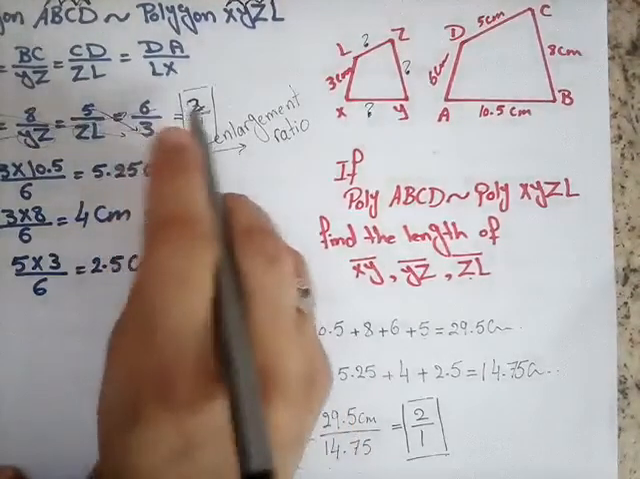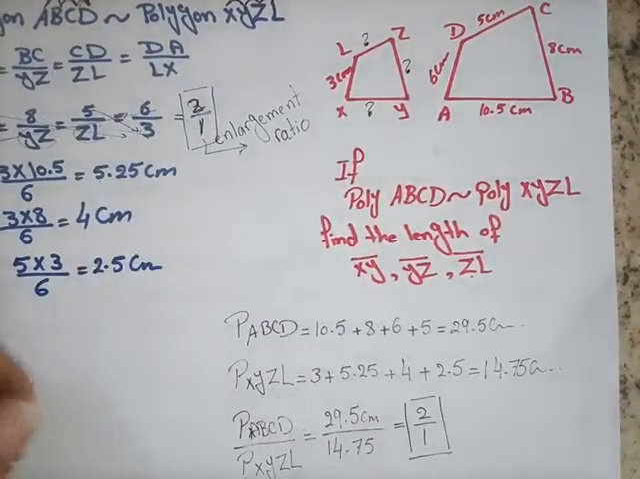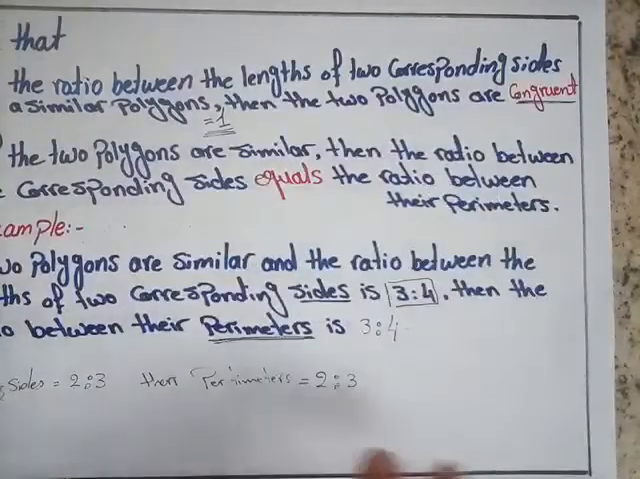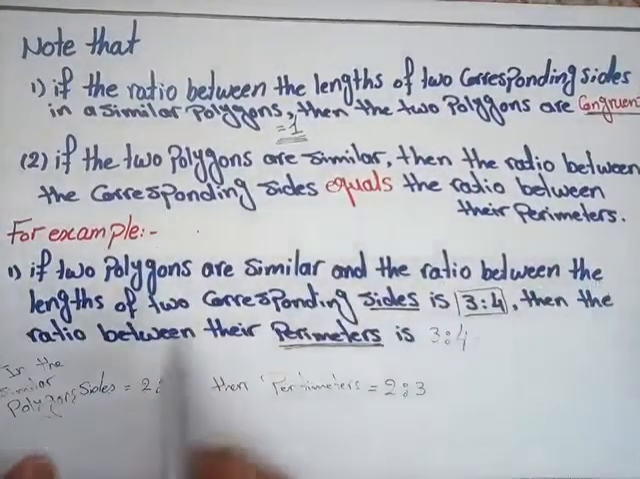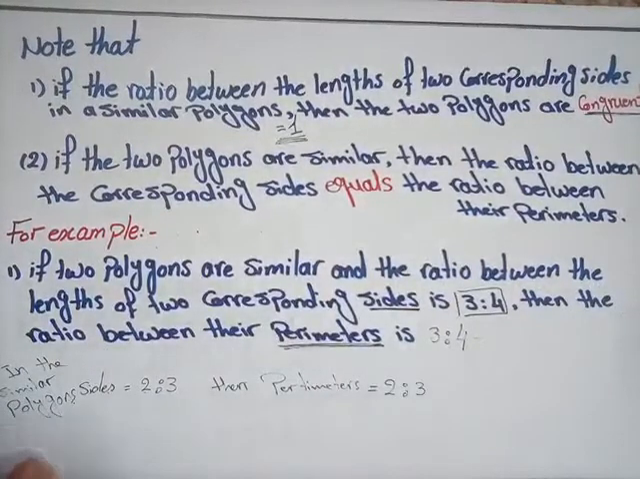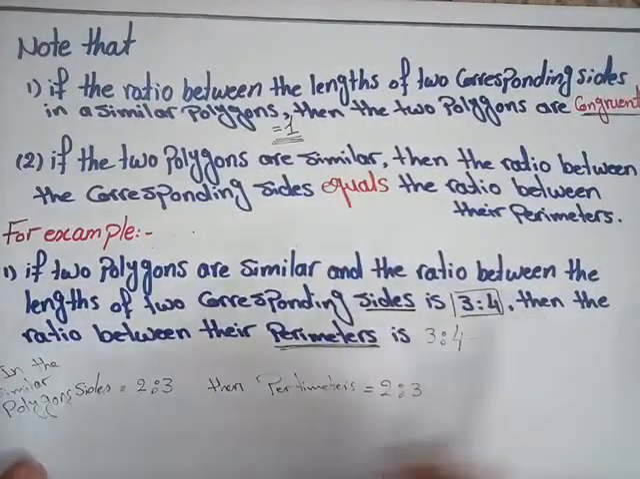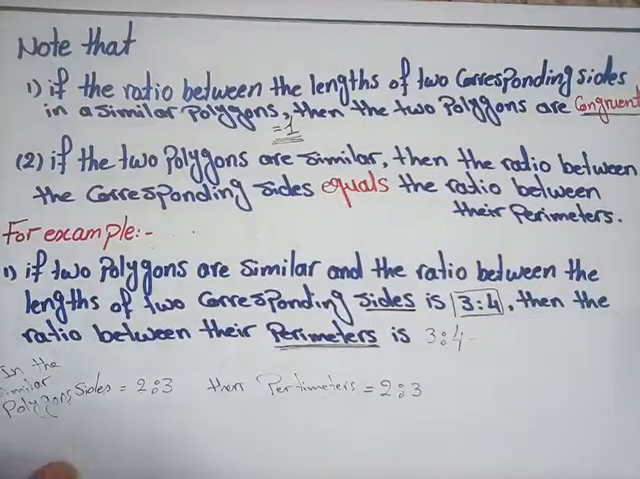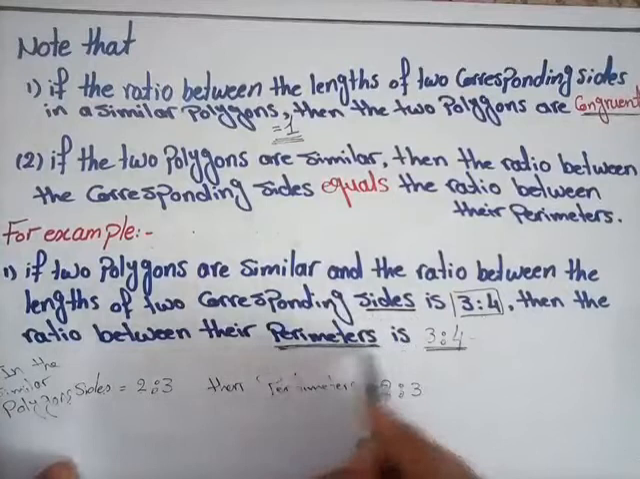The ratio between the corresponding sides will be 2/1, and the ratio between their perimeters equals 2/1 also. For example, if two polygons are similar and the ratio between the lengths of two corresponding sides is 3:4, then the ratio between their perimeters is also 3:4, because in similar polygons the ratio between the corresponding sides equals the ratio between their perimeters.